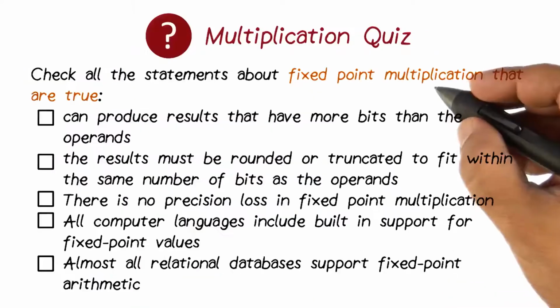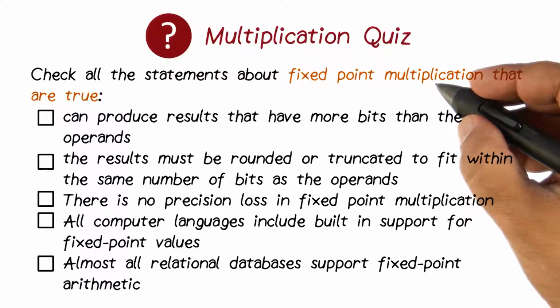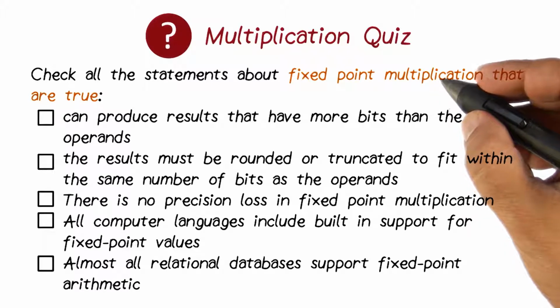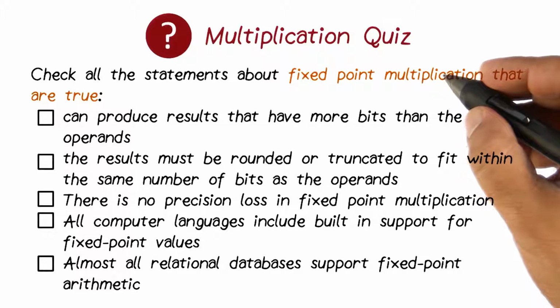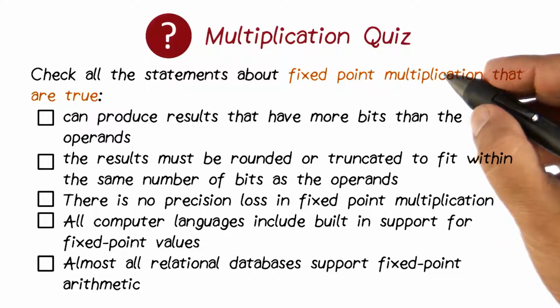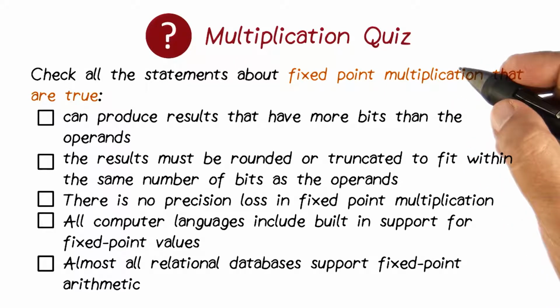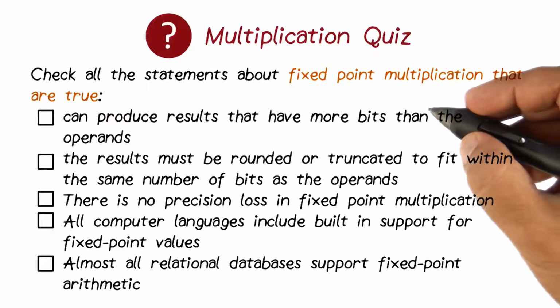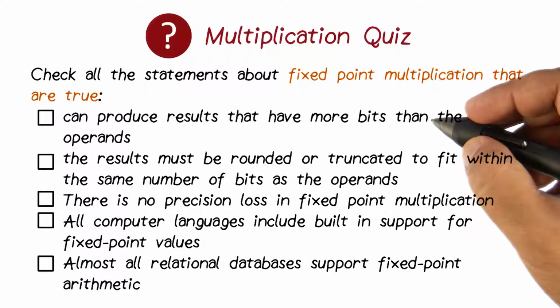Having discussed the integers as well as fixed point data types, let us now test our knowledge of the operations that are performed on the fixed point data types such as multiplication. So here are different questions. Check all the statements that are true for fixed point multiplications. First statement is, can produce results that have more bits than the operands. Is this statement true or false?